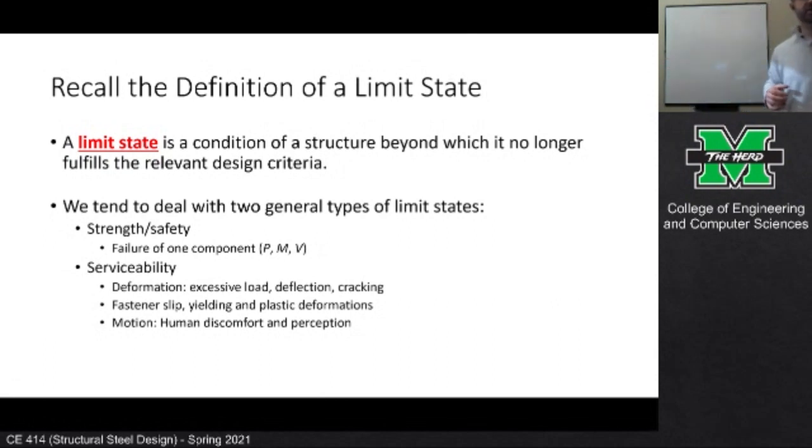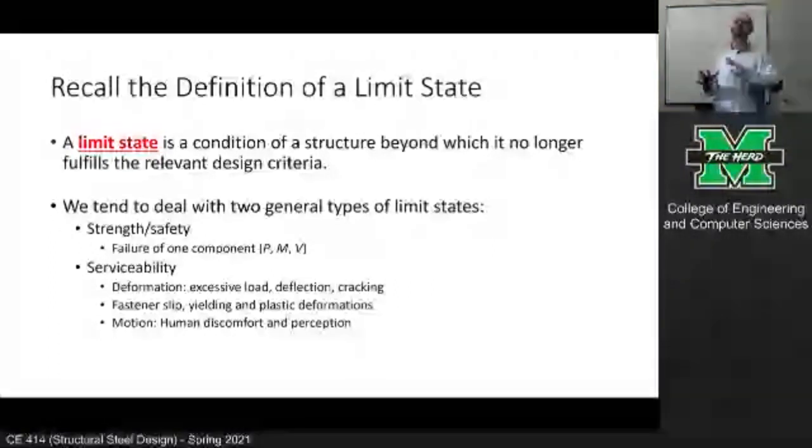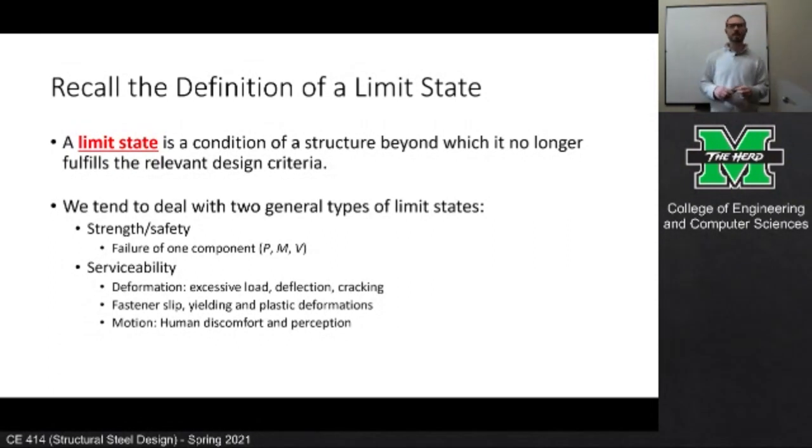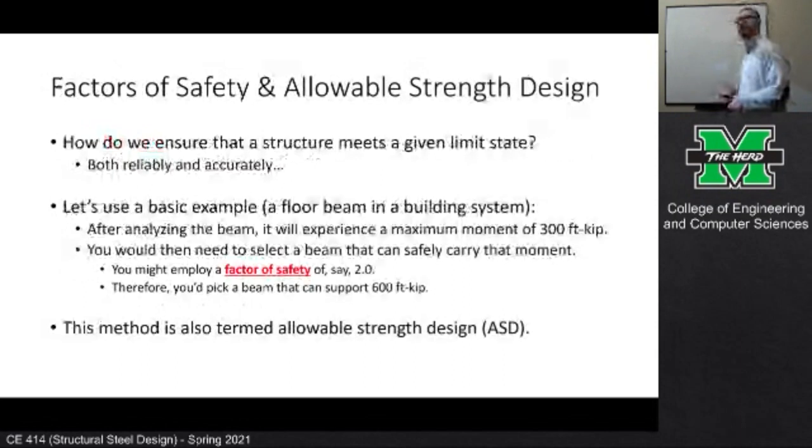In structural engineering, we have 2 different types of limit states: strength and serviceability, or strength limit states and service limit states is the terminology we use. We're going to spend today focusing primarily on strength limit states. Strength limit states are focused on failure, and we need to talk about safety. More specifically, we need to talk about uncertainty.